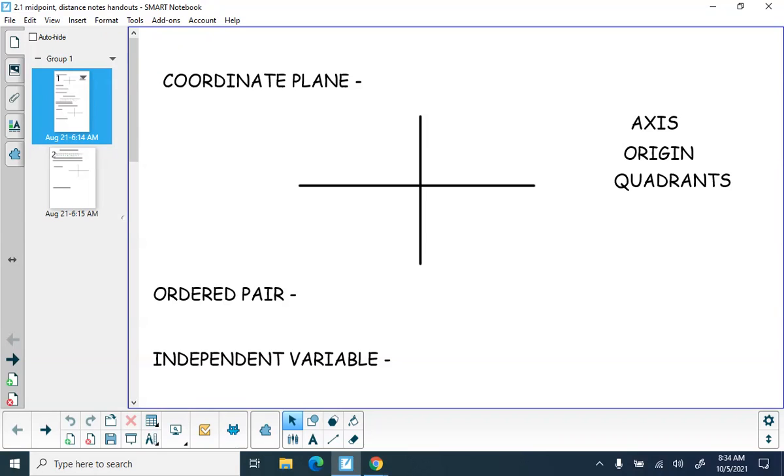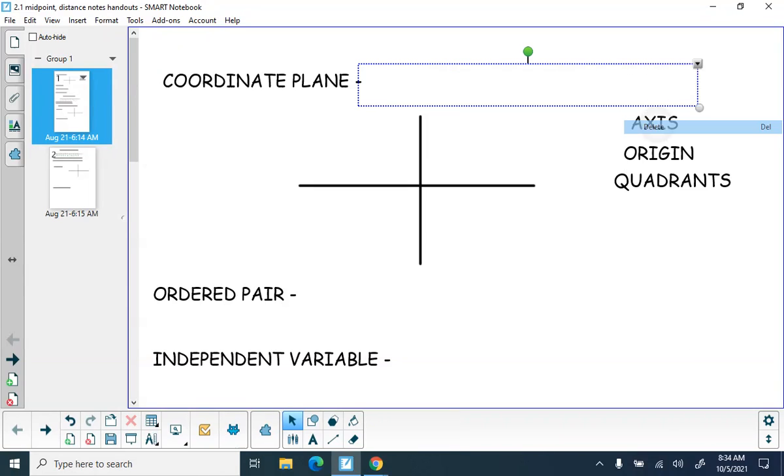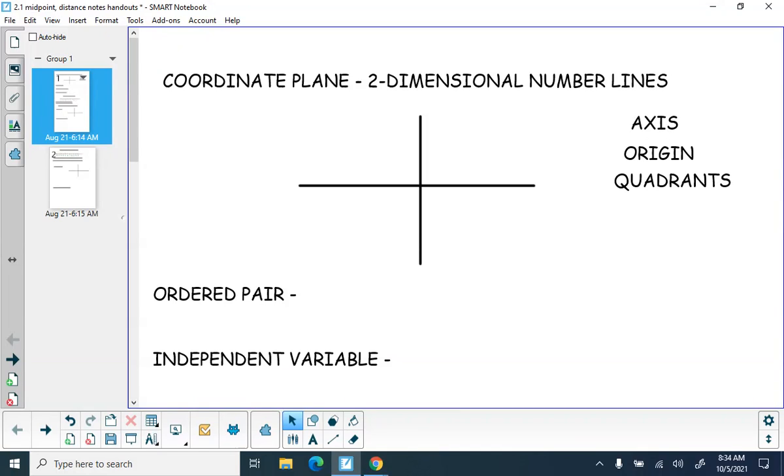When we're talking about a coordinate plane, it's two-dimensional number lines. When working with a coordinate plane, you're looking at two-dimensional number lines. These number lines, what do we call these number lines? We have a vertical one, we have a horizontal one.